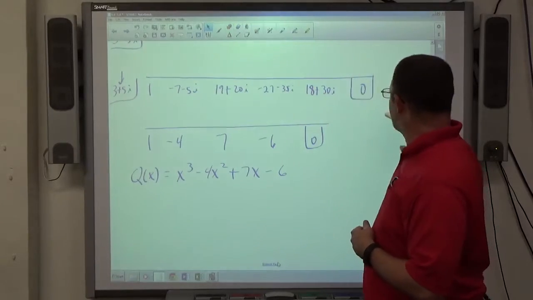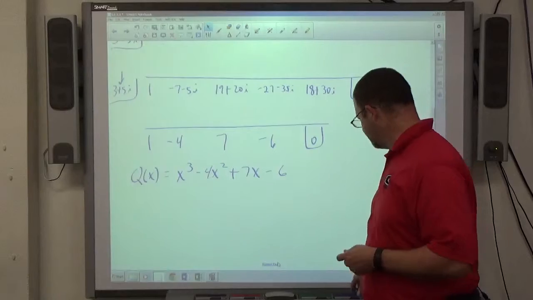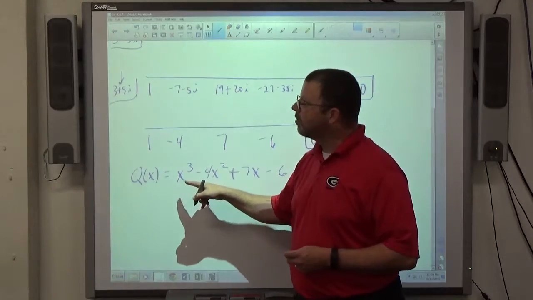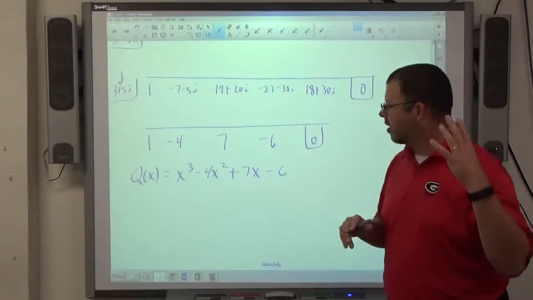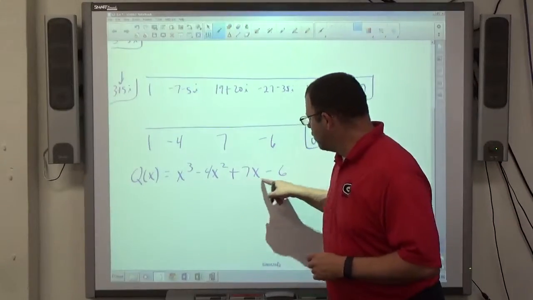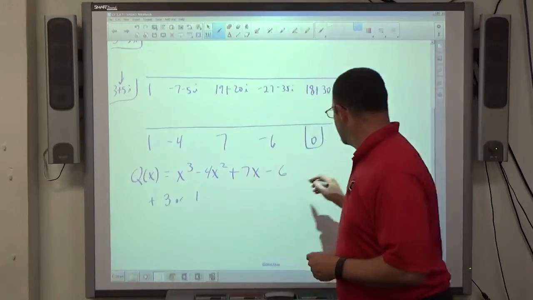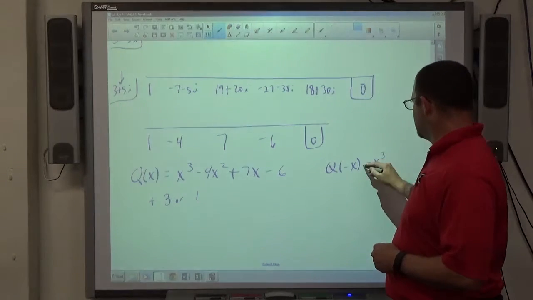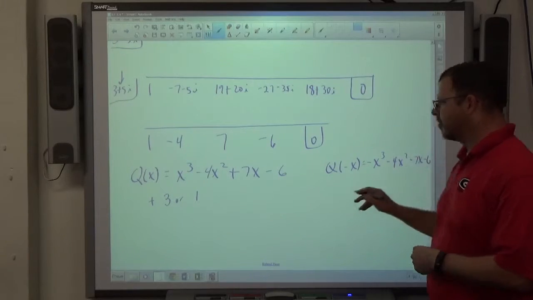So always, if they give you answers, do synthetic division first to get yourself reduced to a smaller polynomial. Looking at Descartes' rule of signs, we got 1, 2, 3 sign changes, so there's 3 or 1 positive. If we look at q of negative x, it's going to be negative x cubed minus 4x squared minus 7x minus 6. They're all negative, so there's no negative answers.